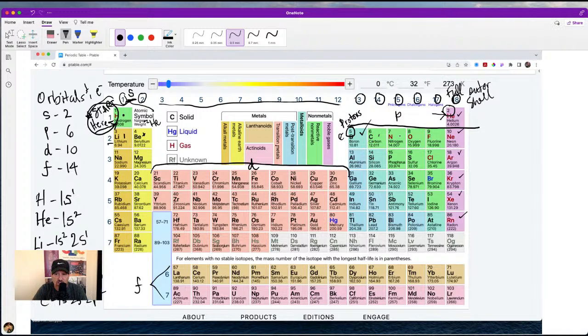This one, nitrogen: 1s2 gets me across. Always start here. Always. 1s2 gets me all the way to here. 2s2 gets me to here. 2p3 gets me to here. So then you just change this to 3. 1s2, 2s2, 2p3 for nitrogen. And then oxygen follows: 1s2, 2s2, 2p4. Fluorine would follow then: 1s2, 2s2, 2p5. And then neon. Neon is 1s2, 2s2, 2p6.